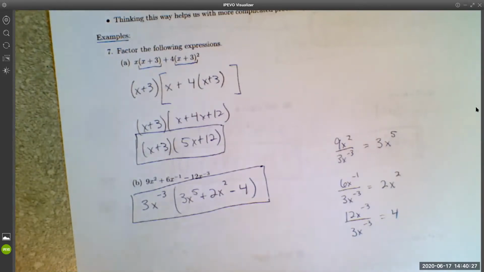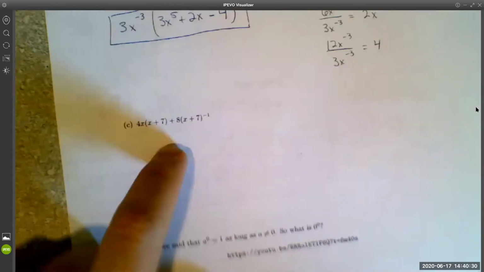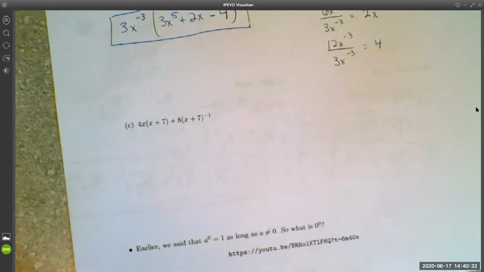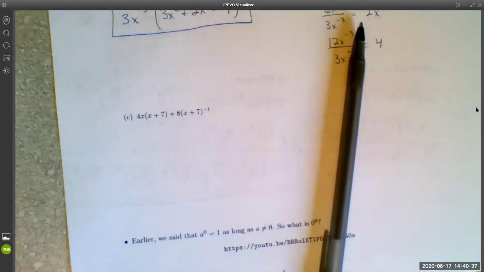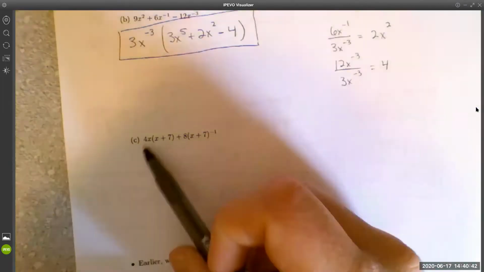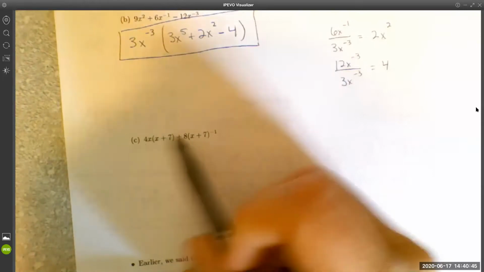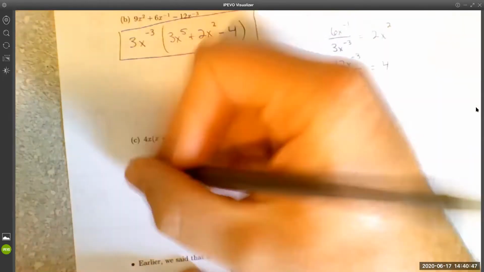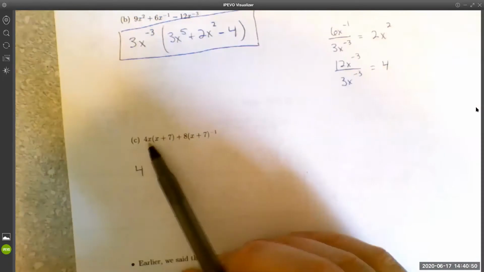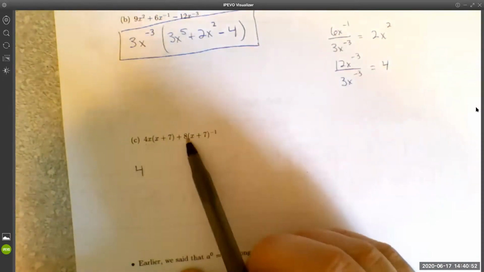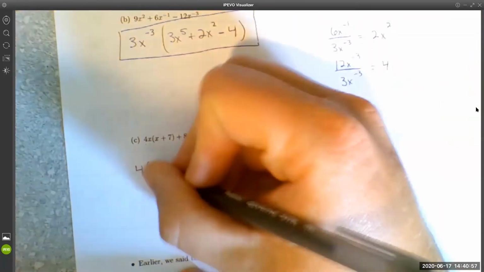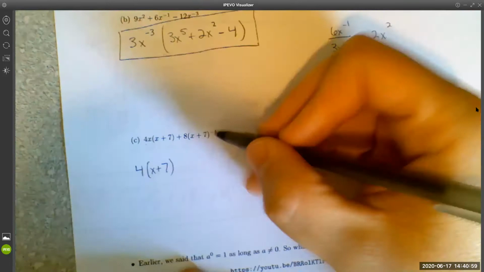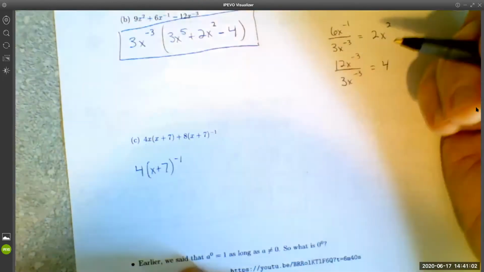Okay, so let me give you one more example. This one combines both of the previous ones in the sense that we've got binomials in common, but we also have some negative exponents going on. So let's see what we can factor out here. First of all, if I'm looking at the coefficients, I can factor out a 4. And then if I'm looking at the variables, this one has an x on it, but this one doesn't. However, they both have an x plus 7 in common. So I can take out an x plus 7 raised to the smallest exponent. That would be negative 1 in this case.